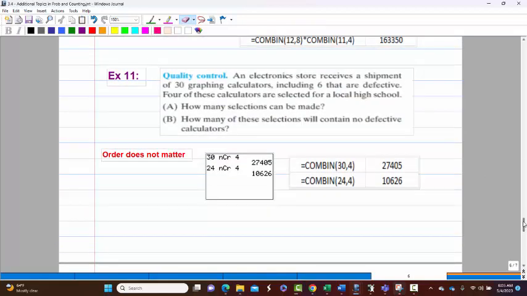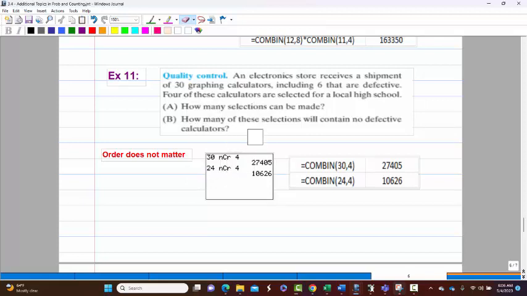"30 graphing calculators, 6 that are defective. 4 calculators are selected for a local high school. How many selections can be made?" So even though it says 6 are defective, we don't worry about that just yet. There's 30 total, and we're selecting 4 total, and order wouldn't matter. So 30 choose 4.